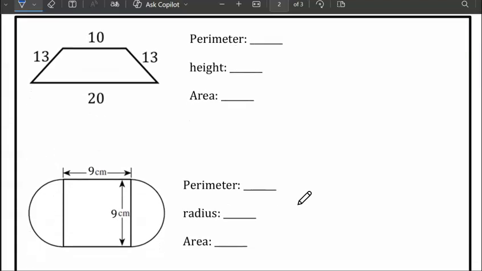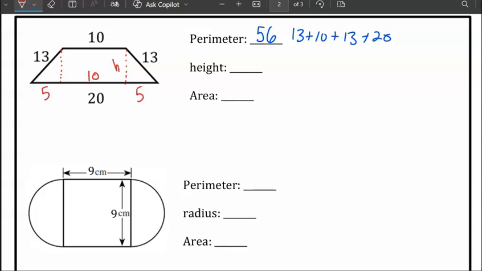On this first one, it's a trapezoid. We want to find the perimeter, height, and then the area. The perimeter is the distance around, so we could just add those numbers together. The perimeter is 56. To get the height, we are going to use Pythagorean theorem. This length is 10, and so there's 10 remaining, and half of that is 5.